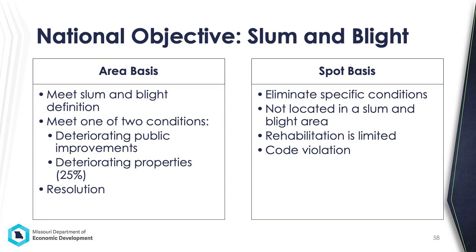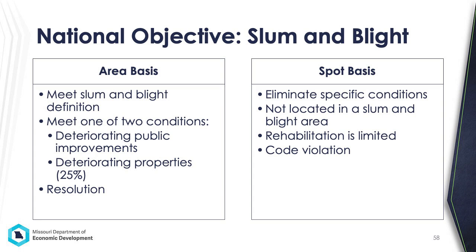Next, we have the Slum and Blight National Objective, which is required for demolition and downtown revitalization projects. Under this national objective, activities are carried out to address one or more of the conditions which have contributed to deterioration. To meet this national objective on an area basis, the designated area in which the activity occurs must meet the definition of a slum, blighted, deteriorated, or deteriorating area under state and local law.